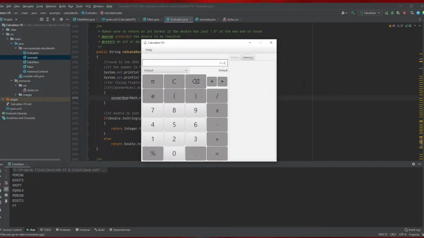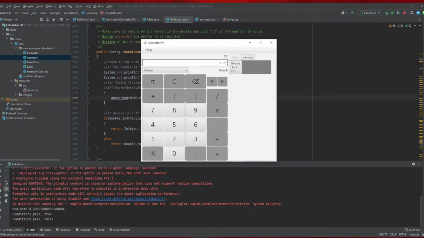So is this enough to fix our rounding error? Well, it kind of is, yeah. You can see that the rounding error still occurs because we're using a double, but because we're rounding to the 10th decimal place, it won't matter. It will round it down to the precise number.